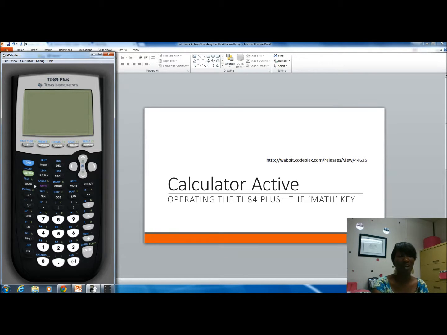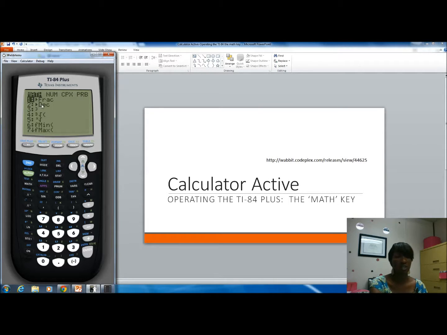The math key is directly under the green alpha key on the left-hand side of your calculator. Once you press that key, you'll see some different functions. And right now, the word math is highlighted. So first, let's look at number one. Number one says change to a fraction. So you're able to take numbers, change them to fractions.